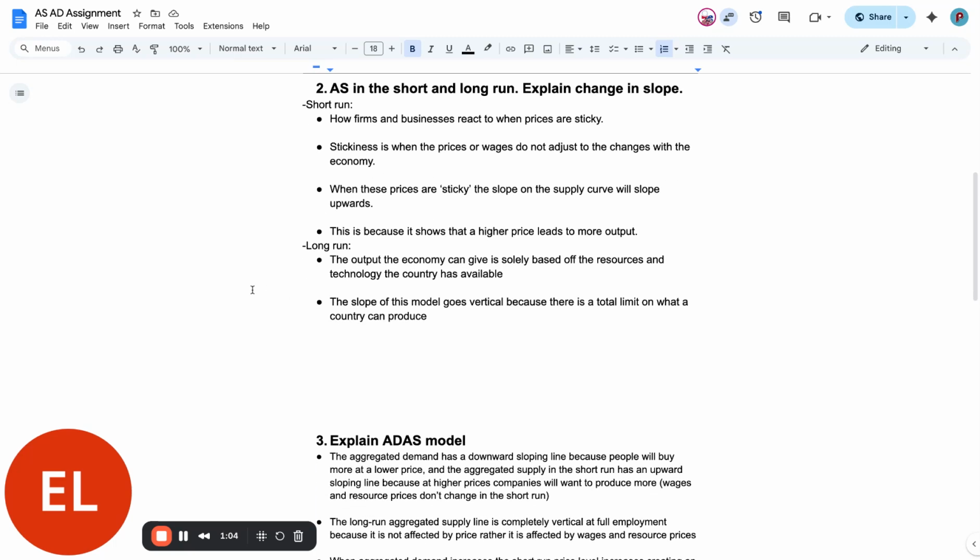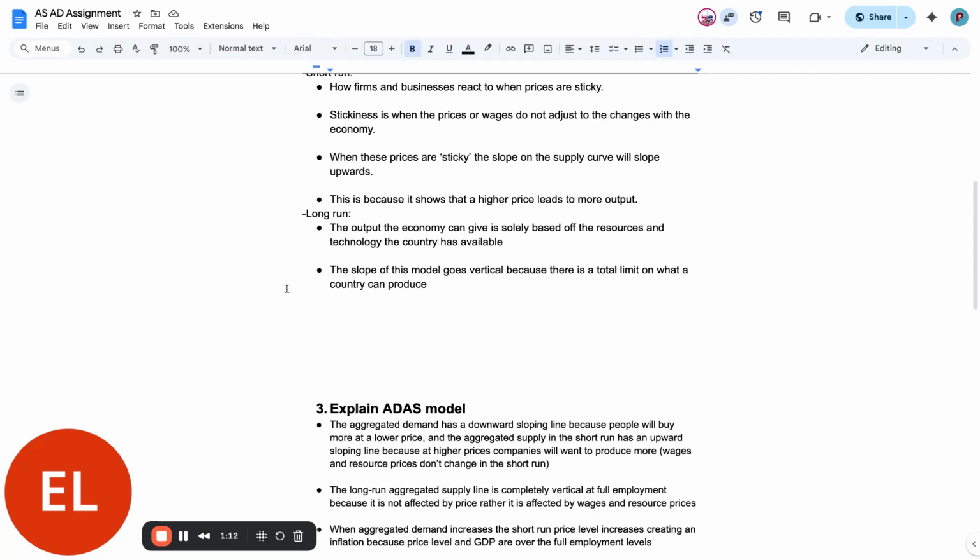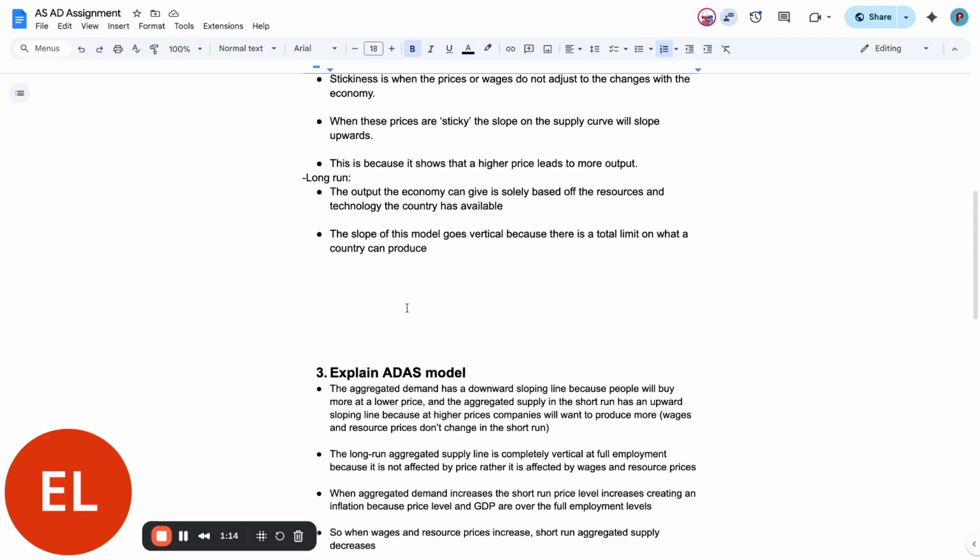And now on the other side, the long run, the output the economy can give is solely based off the resources and technology that the country has available. The slope of this goes vertical because there's a total limit of what a country can produce.